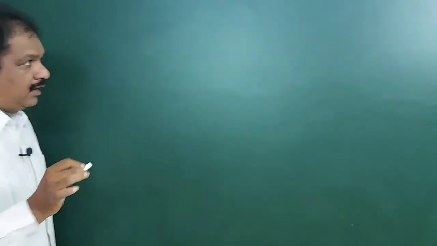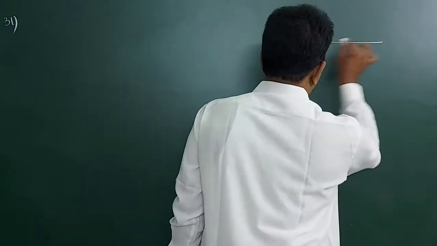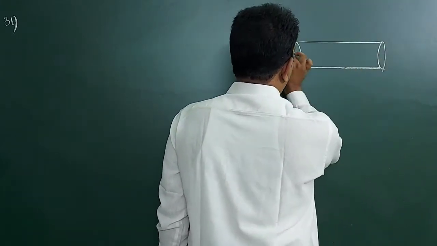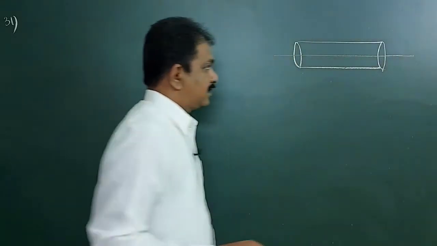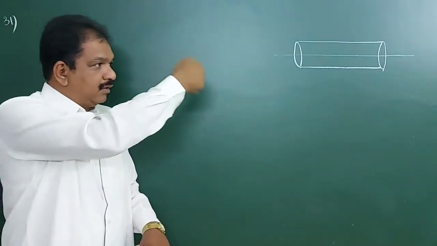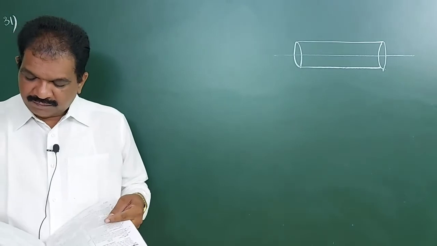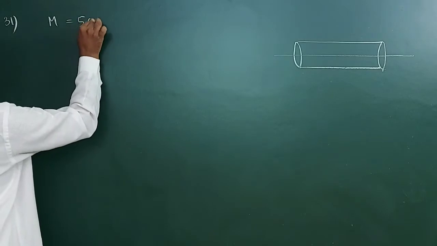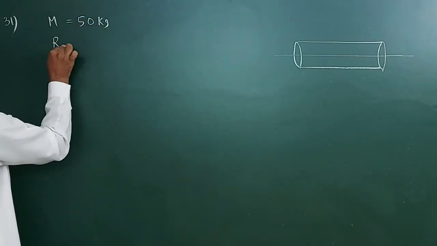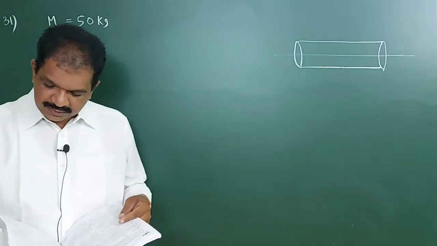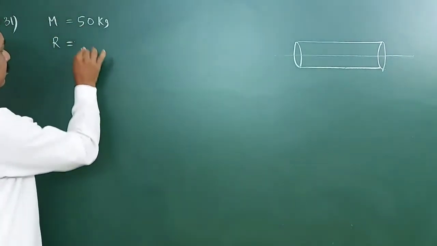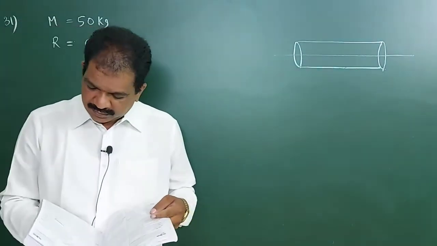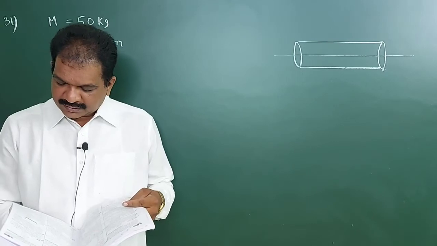There is a solid cylinder like this, in this format. It is free to rotate about this axis. What are the given quantities? Mass of the cylinder is 50 kg. Radius of the cylinder, they gave it as 0.5 meter. It is able to rotate freely about the horizontal axis.